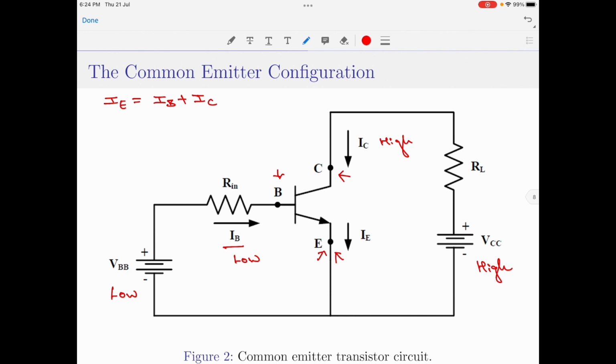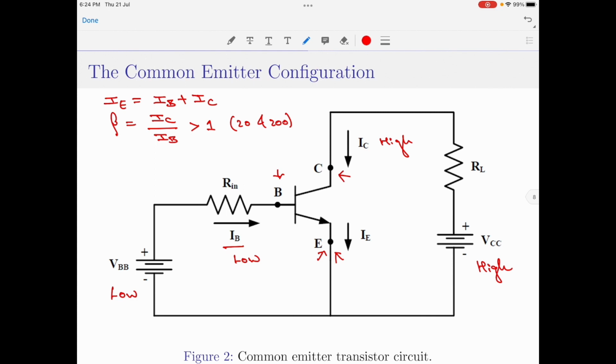Because of this, we can now say that the common emitter configuration has a high current gain, and the current gain parameter is represented by beta and is given by IC divided by IB, and it is greater than 1. It must be noted that the typical values of beta range between 20 and 200.